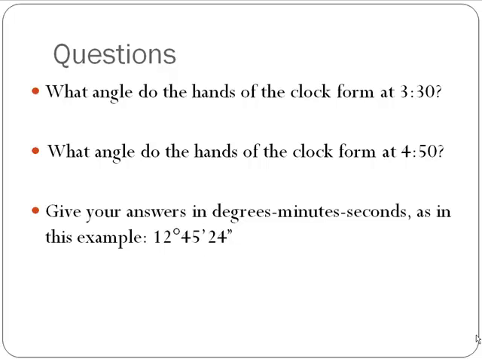Now what I'd like to do is just start thinking about different places where we see angles, and one is in the hands of a standard clock. And I'd like for you to answer these questions about the angle that the hands of a clock form at 3:30 and at 4:50. Just as a hint, at 3:30 the hands of the clock don't make a right angle because the hour hand has moved a little bit off of the 3 by the time that we get to 3:30.